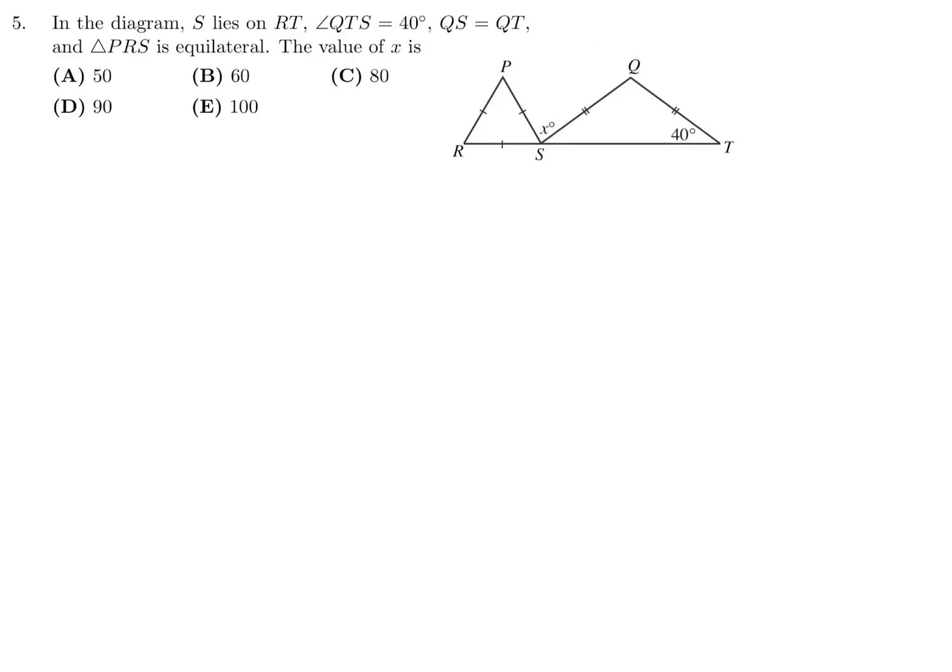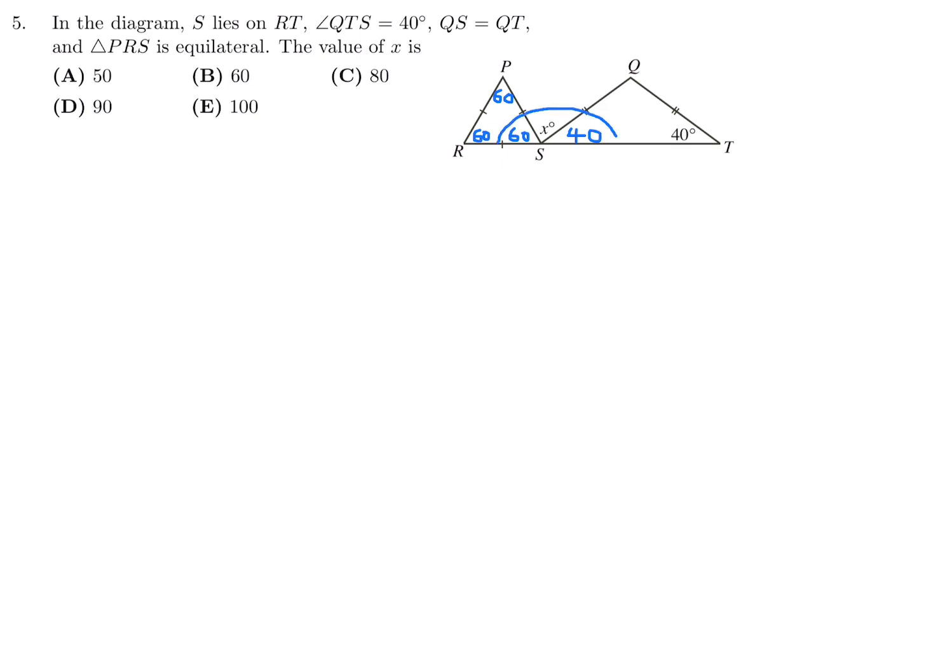In the diagram, S lies on RT, angle QPS is 40, QS is equal to QT, and triangle PRS is equilateral. The value of x is. Well, this is equilateral, so all of those are 60s. 60, 60, 60. This is an isosceles triangle, since those two sides are the same, and therefore if this is 40, then this is 40.